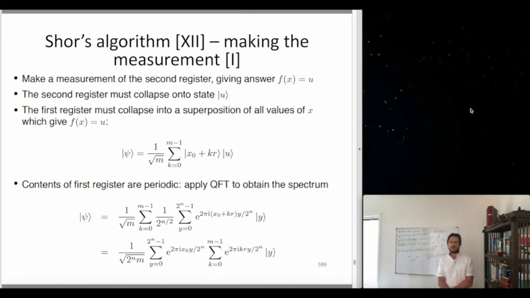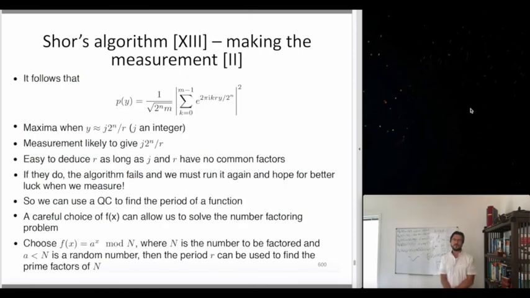So apply a QFT to obtain the spectrum. The spectrum is that what we analyze. So we again do the quantum Fourier transform. Looks formidable again, but it isn't, as we learned. It's the same operation that we just did before. And it follows that this is the result. So from that, it's easy to deduce R as long as J and R in that equation have no common factors. If they do have common factors, the algorithm does fail, and we must run it again and hope for better luck. So we can use a quantum computer to measure the period of a function. Okay, that's the most important result here.